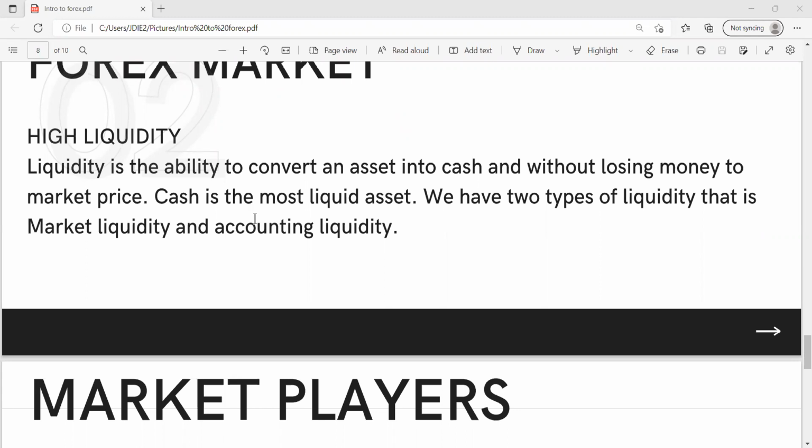But one thing we should get is that with the forex market, we are dealing with currencies, and currency is just cash. So the most liquid asset you can ever have is what? Money, because money can be transferred easily and it can be converted easily. So since you want to trade the forex market, you are having one of the most liquid assets.